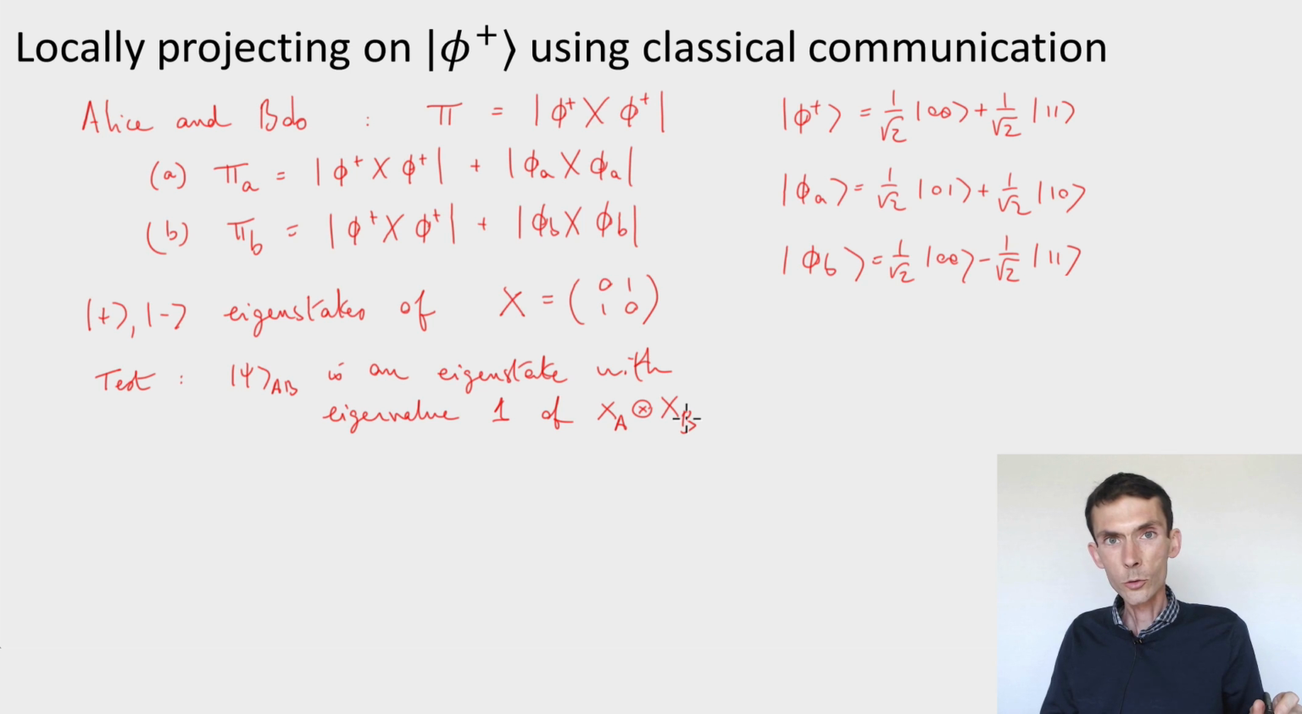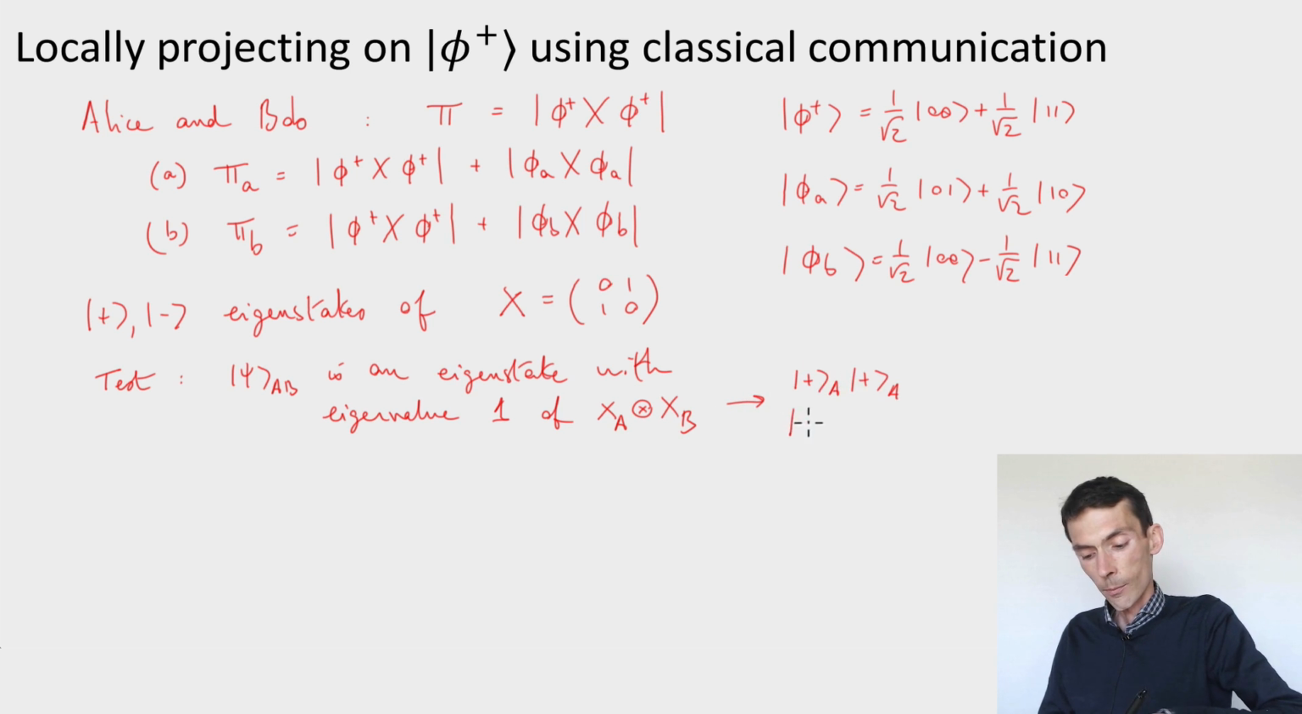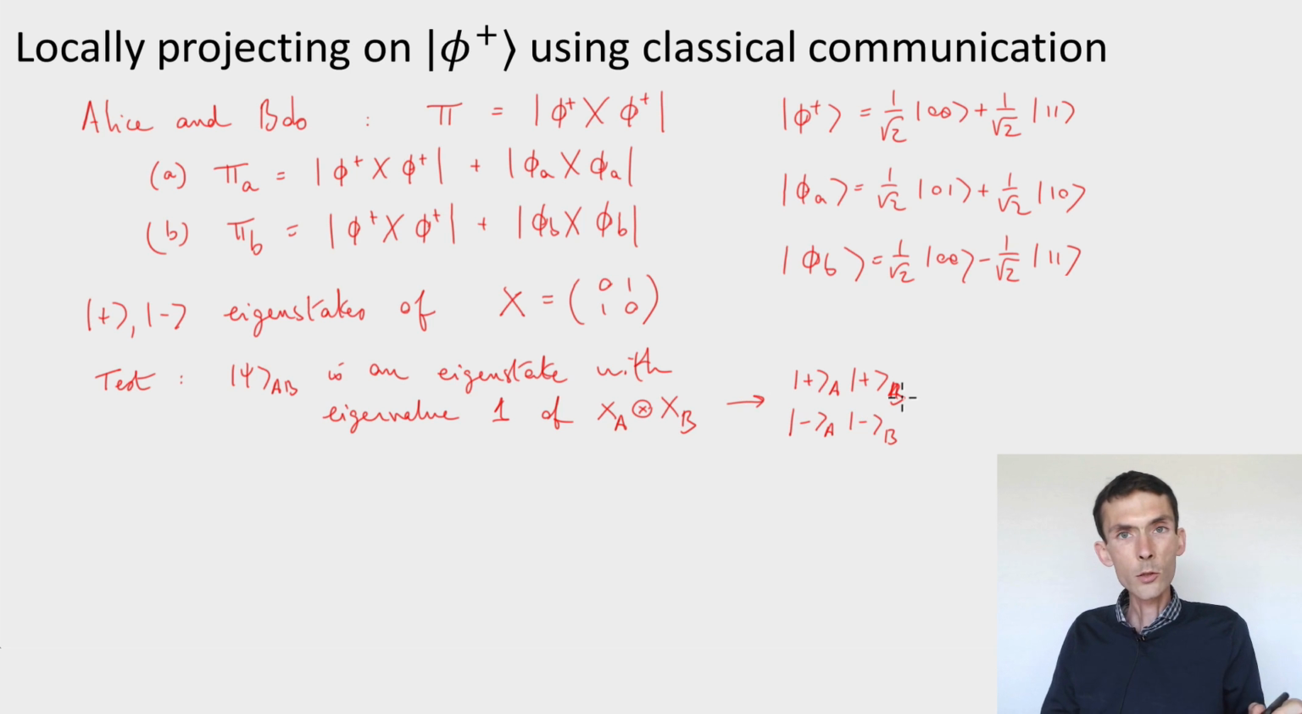This is equivalent to checking that the state you're sharing is an eigenstate with eigenvalue 1 of the corresponding tensor product of Pauli operators. Now, what are the eigenstates of eigenvalue 1 of X_A tensor X_B? Well, you either take an eigenstate of X_A with eigenvalue 1 and an eigenstate of X_B with eigenvalue 1, or two eigenstates with eigenvalue −1. So the eigenstates are either plus tensor plus or minus tensor minus. And so this is what this test is implementing: the projection on the span of the plus-plus and minus-minus states.